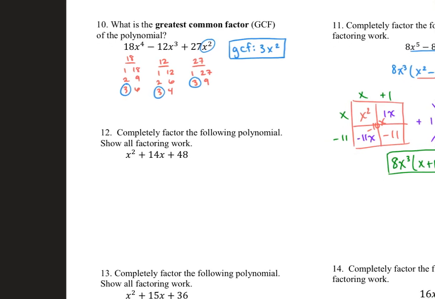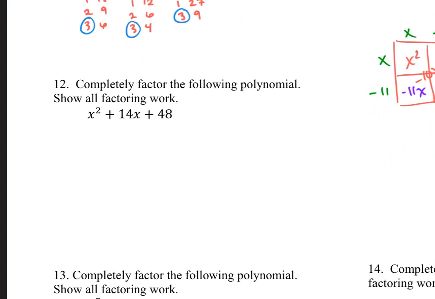All right, number 12, we're factoring. So first thing we're going to do is check for a GCF, and in this case there is no GCF. One quick thing that will help you is if there's no number in front of x squared, there's not going to be a GCF. So then we can go straight to our box. So x squared plus 14x plus 48.